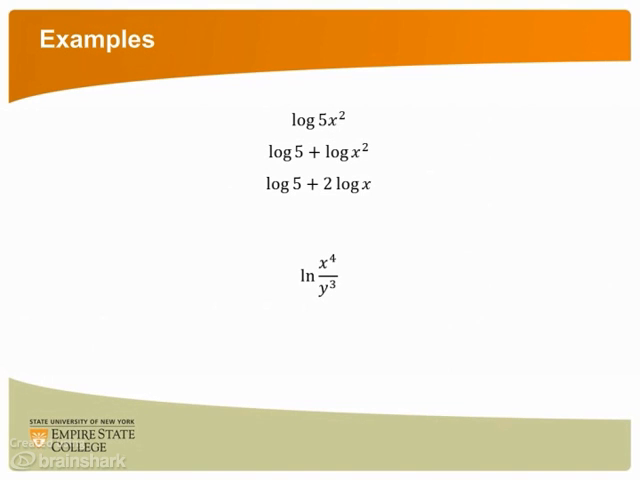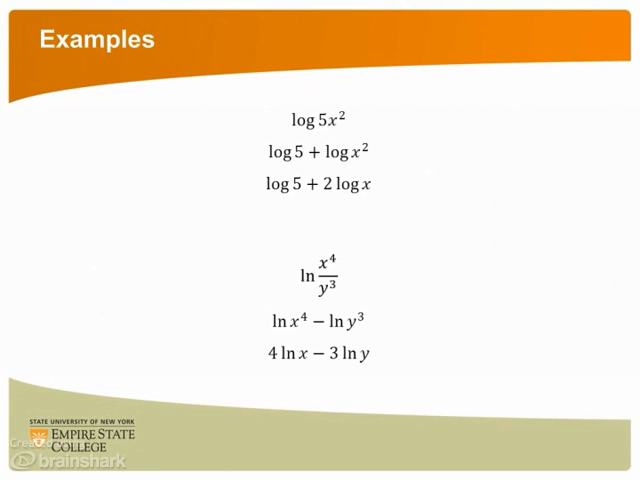Now suppose we wanted to expand the natural logarithm of x to the 4th power over y to the 3rd power. First, we separate the natural log of the division into the subtraction of the natural log of the numerator minus the natural log of the denominator.